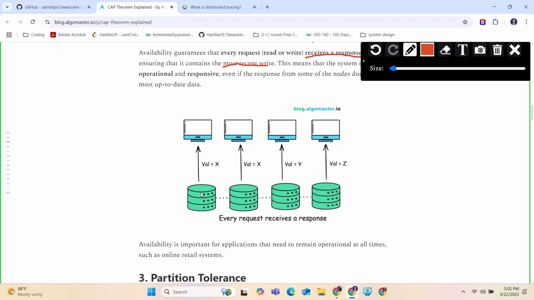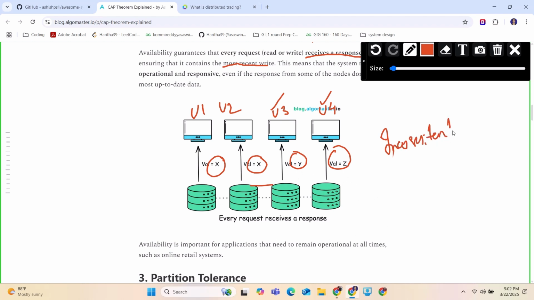So if you see, all nodes are the same. User 1, user 2, user 3 and user 4 requested. You returned X for the first two users, but you returned Y for user 3 and Z for user 4. That means the system is available even though it is showing some incorrect or inconsistent data. The system is always available. That should be there.